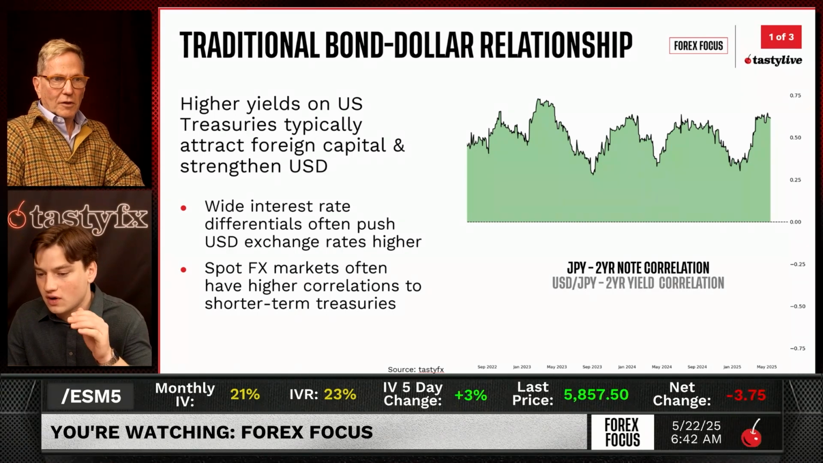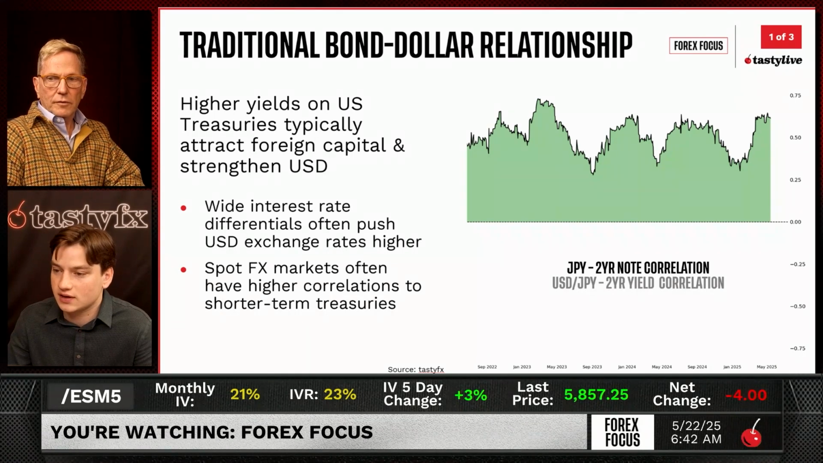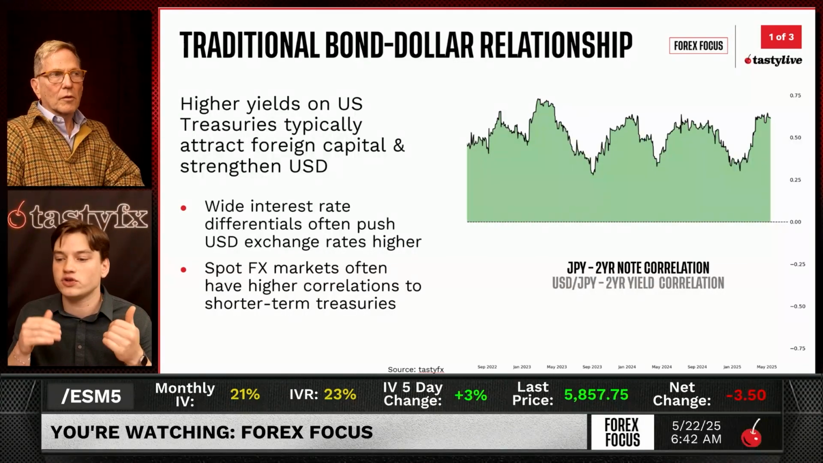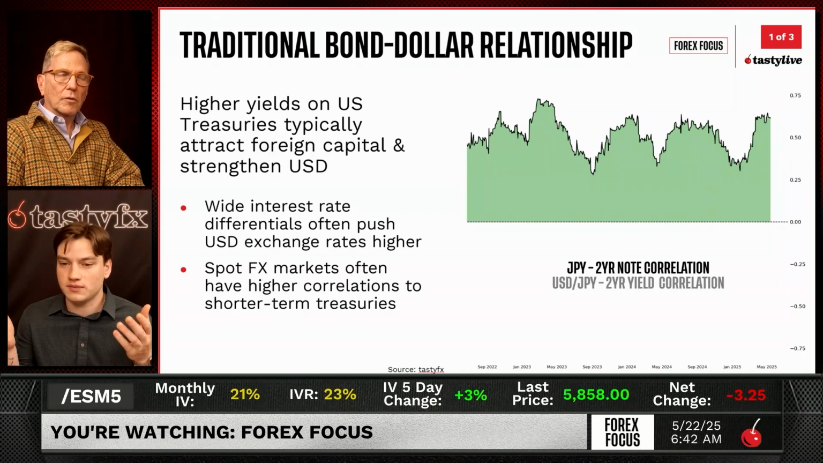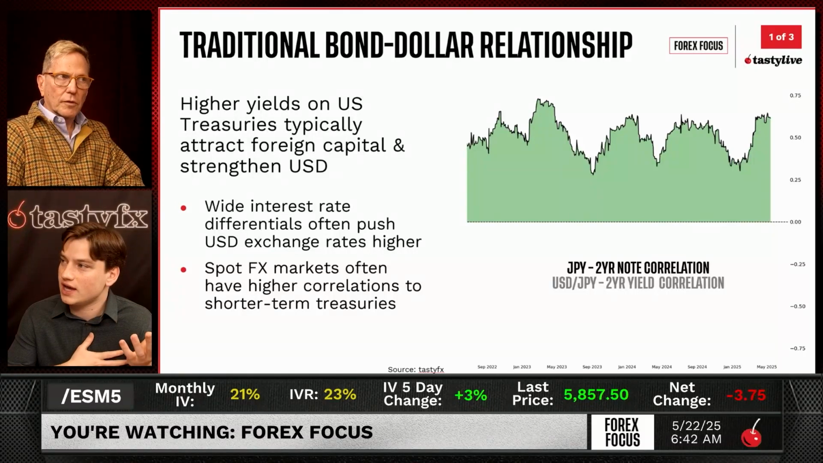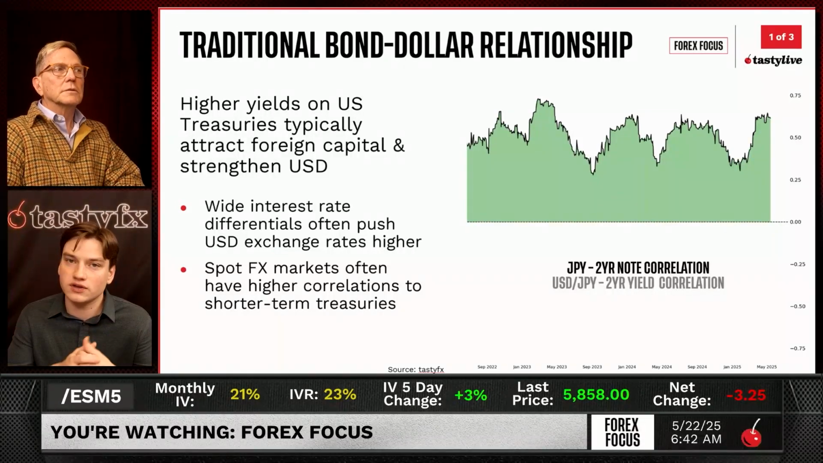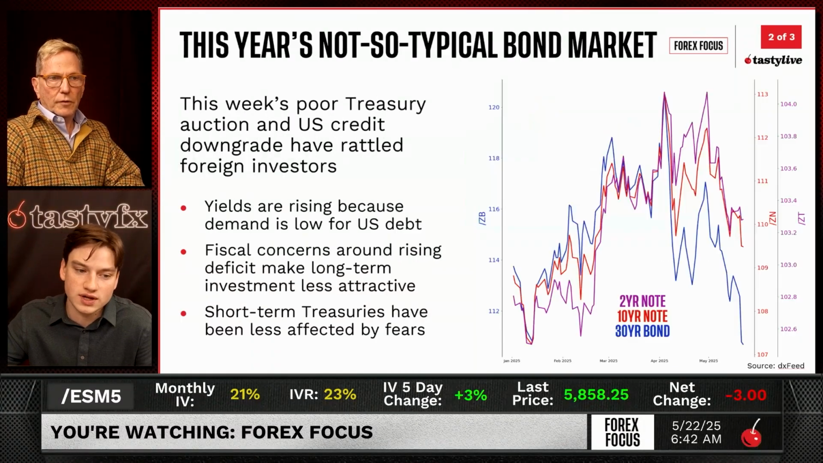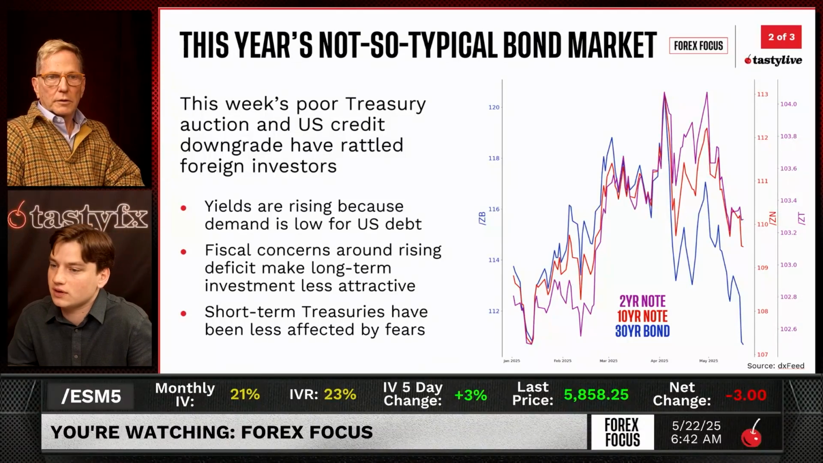On the right, here's how to interpret this: it's a positive correlation between dollar-yen and the yield on the 2-year treasury. So, hammering it home, higher yield is positively correlated to the U.S. dollar. But as we were starting to get into, right now it's not a traditional relationship.